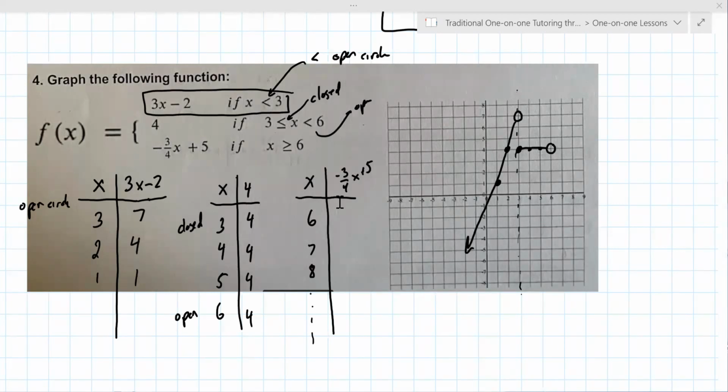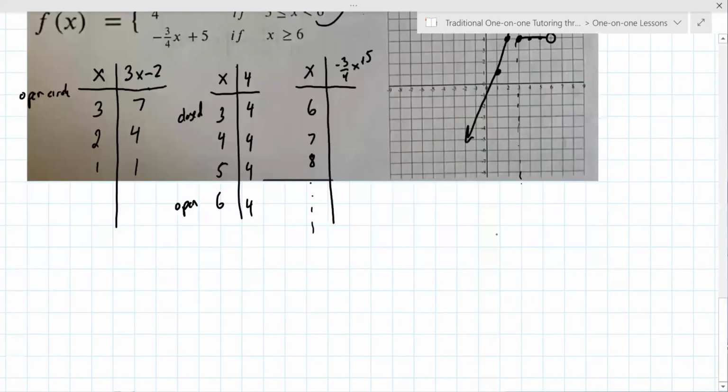So at 8, let me just come down here and give us a little more room. At 8, this will make a lot of sense. -3/4 times 8 plus 5. This works out really nicely because 3 times 8 is 24, divided by 4 is 6, negative. This becomes -1. It becomes a nice number.